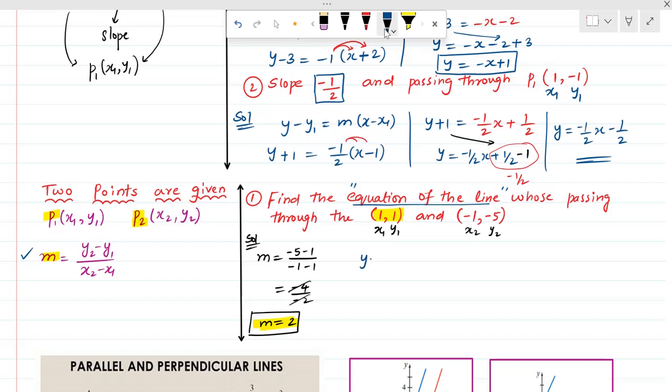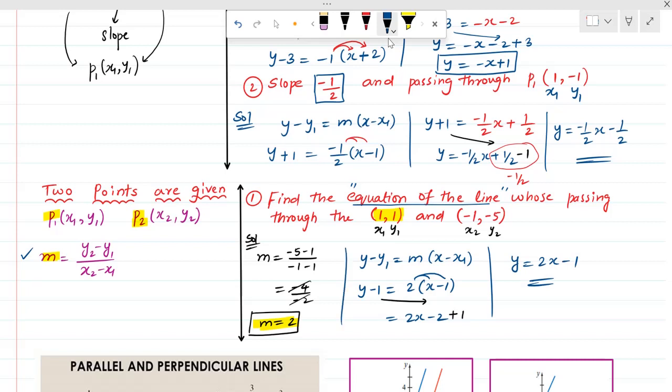So I will take the equation of a line y minus y1 equals m times x minus x1. This is the same thing we have done above. So y minus y1 is 1, so 2 times x minus 1. When you multiply this inside, what happens? It is 2x minus 2. If you move minus 1 to the other side, it becomes plus 1. Now the equation becomes y equals x minus 1. That's it. y is equal to x minus 1.